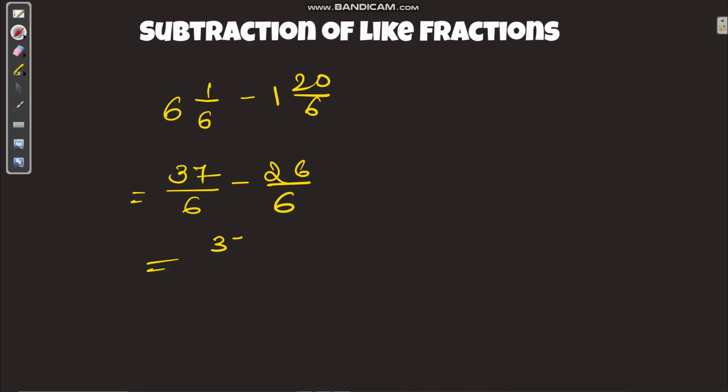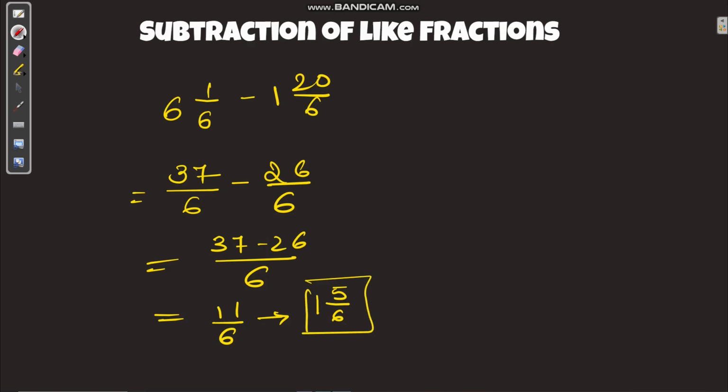So it is 37 minus 26 upon 6. If you subtract this, you will get 11 upon 6. Because it's an improper fraction, I'll convert it to a mixed fraction, that is 1 5 by 6. This is your answer. You can do this for 2 fractions, or 3 fractions.